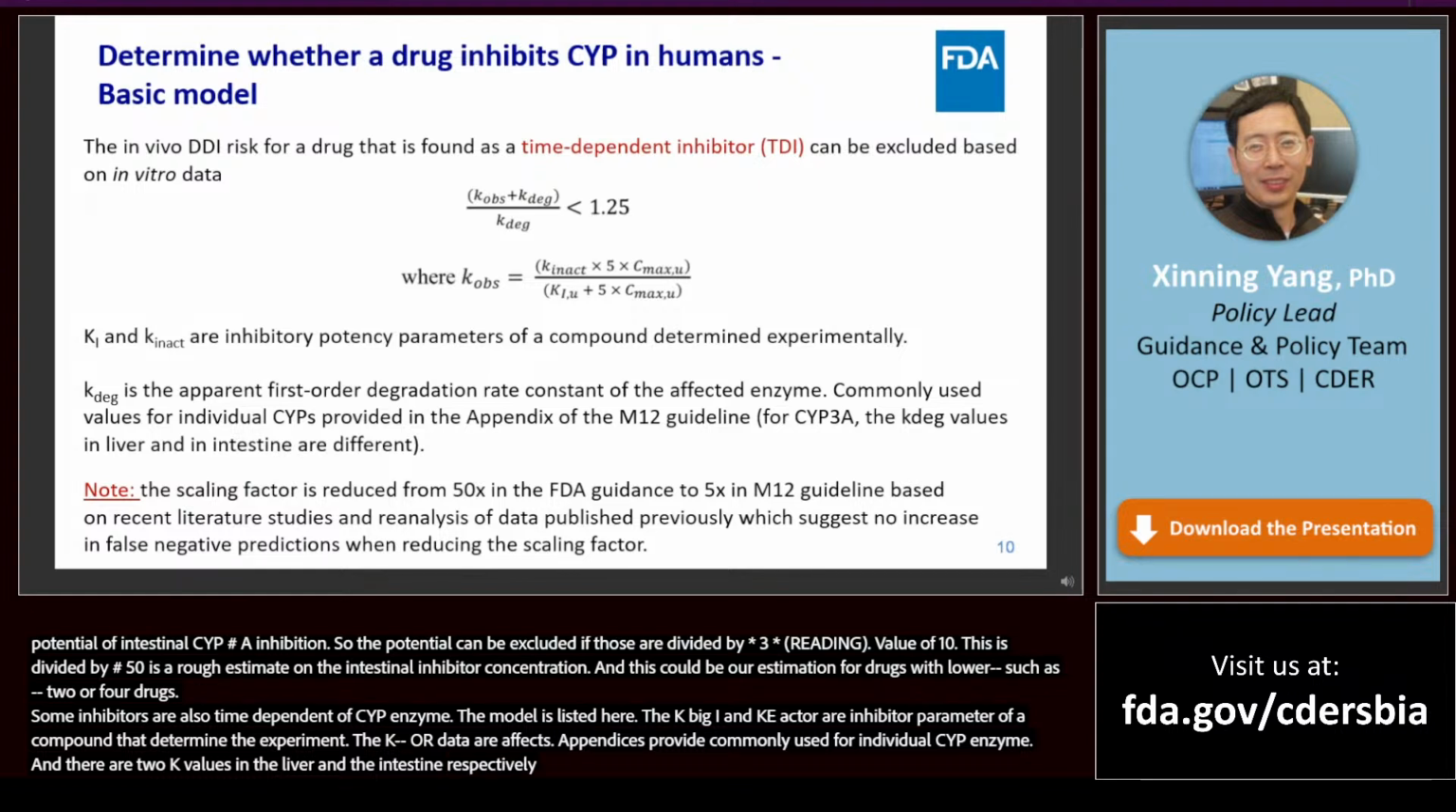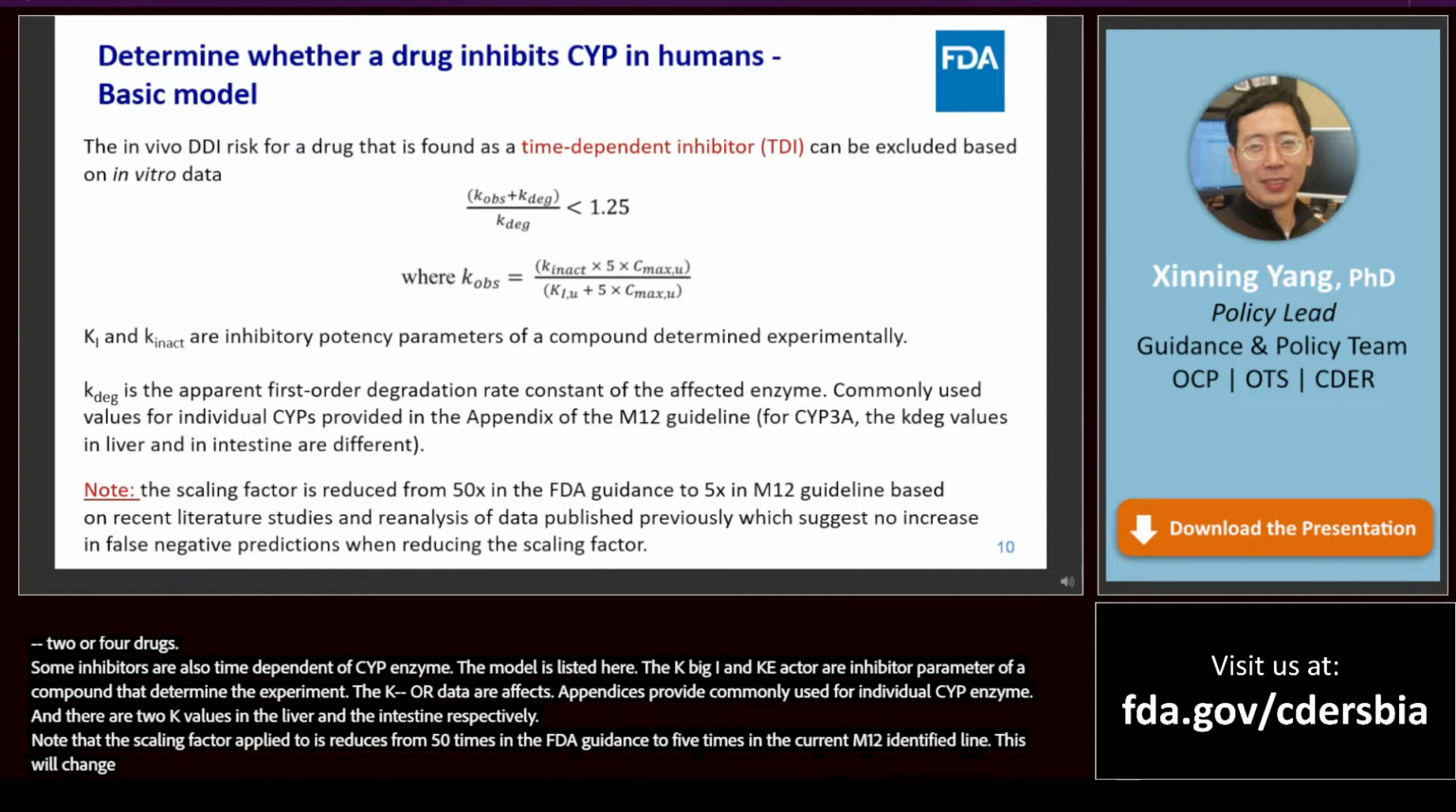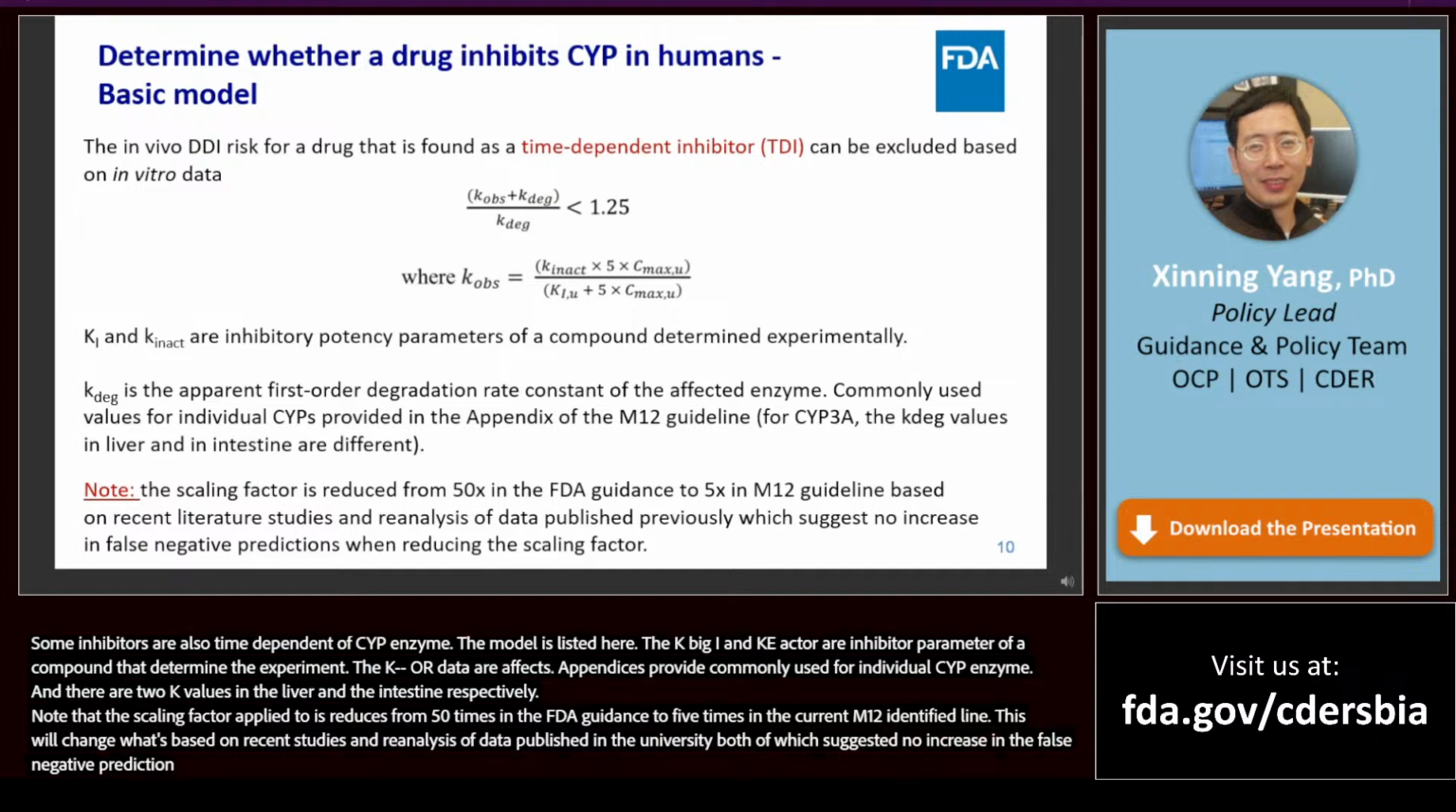Please note that the scaling factor applied to the unbound Cmax is reduced from 50 times in the FDA guidance to 5 times in the current M12 guideline. This change was based on recent literature studies and the reanalysis of data published previously, both of which suggest no increase in false negative predictions, while reducing the scaling factor can reduce false positive predictions.